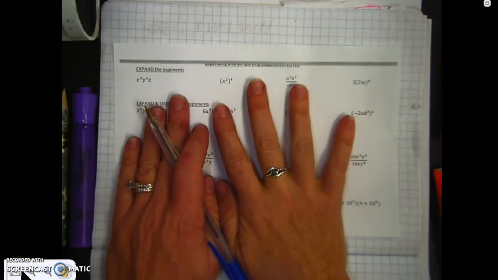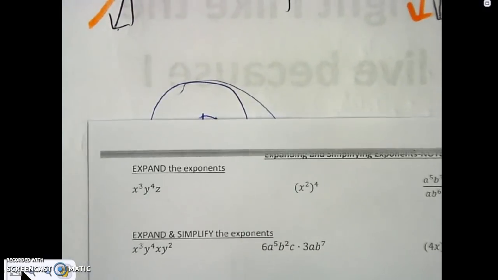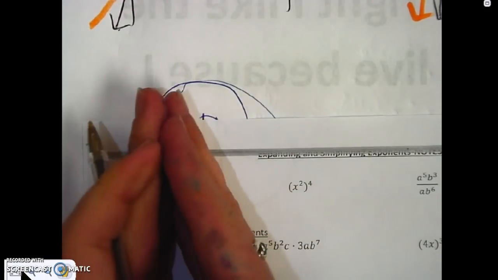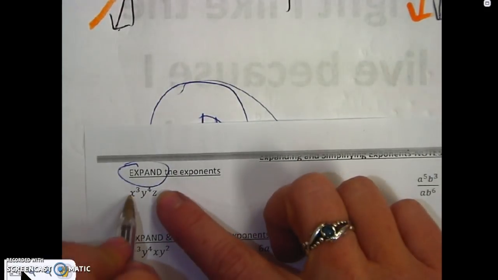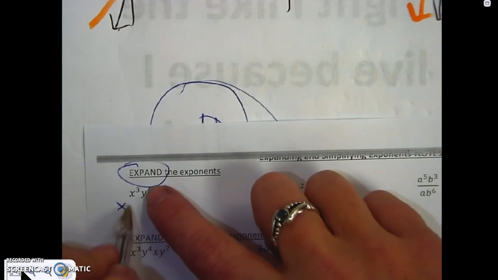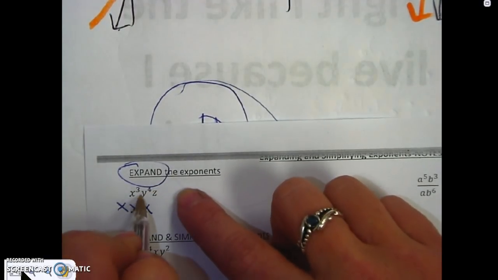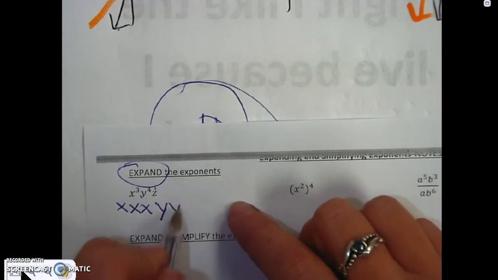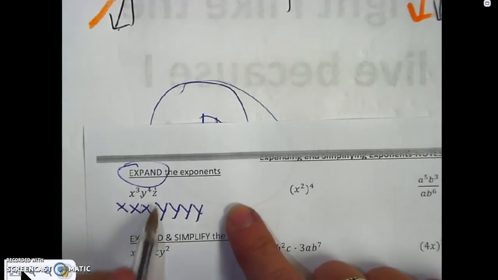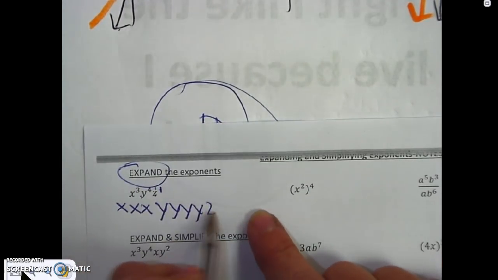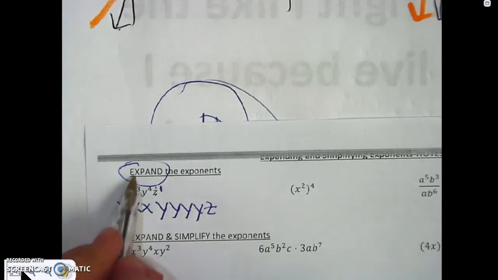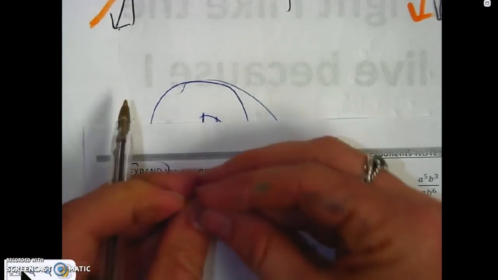So we're going to focus on this glued page here, okay? Let's zoom in on the beginning and do the first word. The word expand means make bigger. So I'm going to take this as x cubed: x, x, x, y to the fourth: y, y, y, y, and then z. That's it. Expand just means make bigger.